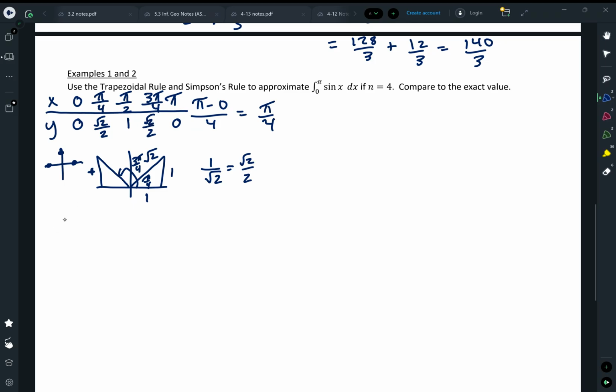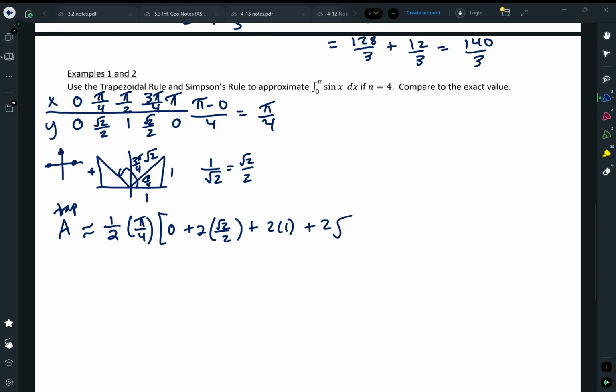All right, so first we're going to approximate our area using trapezoidal rule. So I have the 1/2. I have my interval width, which is pi over 4. And then 0 plus 2 times root 2 over 2 plus 2 times 1 plus 2 times root 2 over 2. And I'm totally mucking up my square root there. It needs to be only on the numerator.